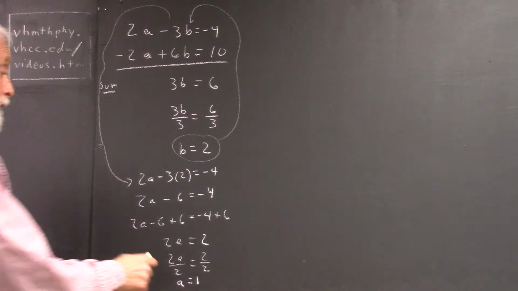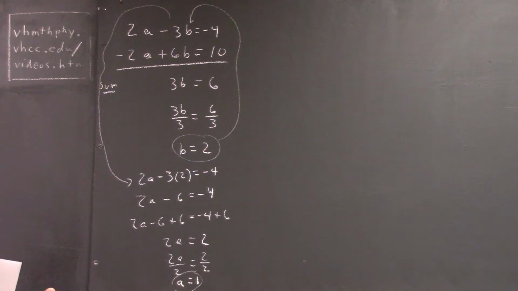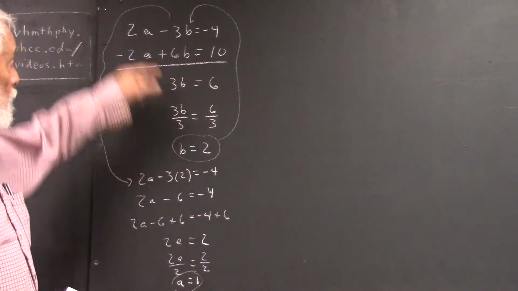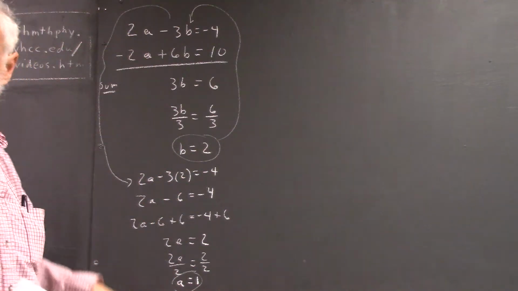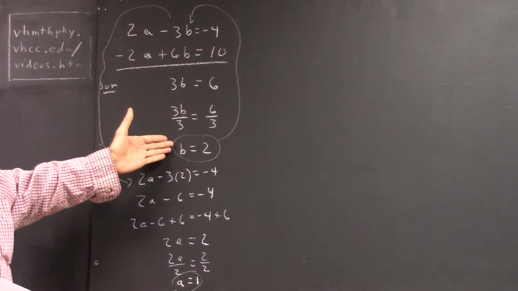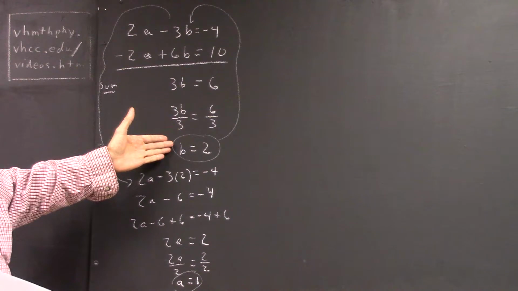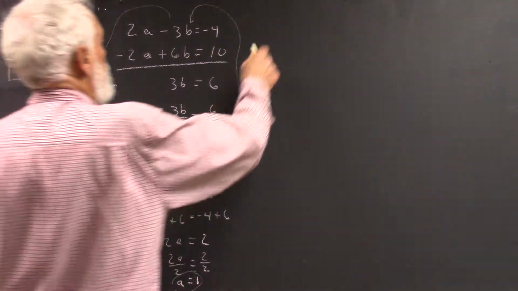Well, we got an A and a B. We're supposed to get an A and a B that work in both equations, right? Well, we're pretty sure that these two work in the first equation if we did our work right, because we used the first equation once we got our B, right? Let's check it out in the second equation, right?